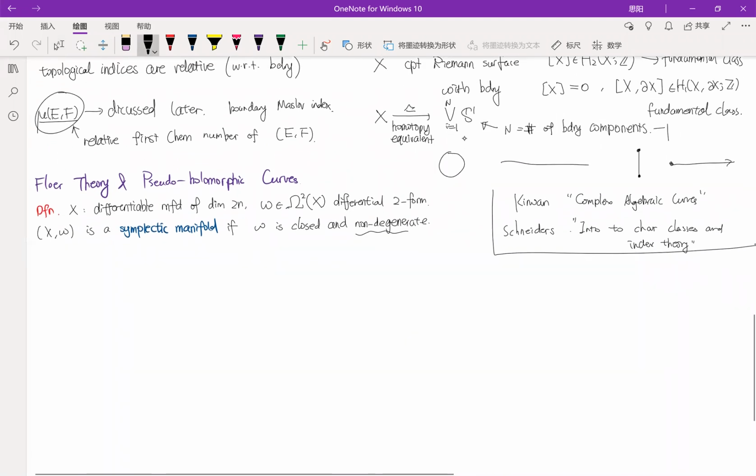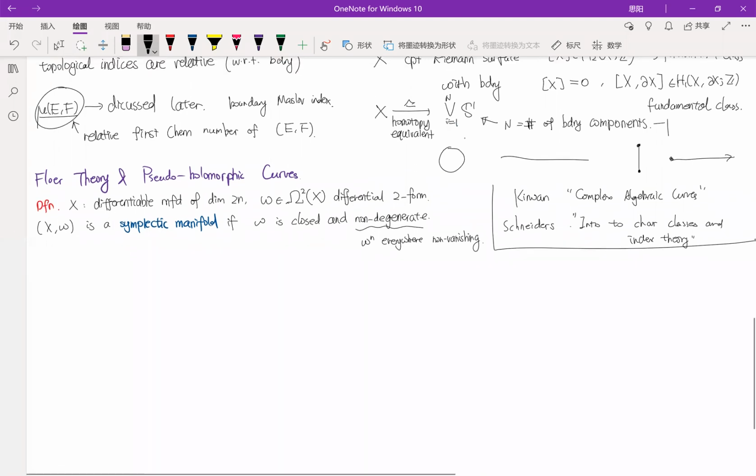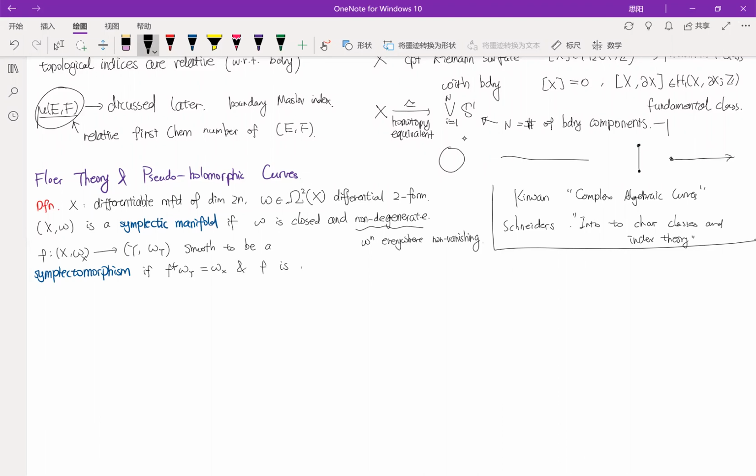Non-degenerate means that omega to the n is a volume form, that is, it is everywhere non-vanishing. So we say such a thing is a symplectic manifold, and we say a smooth map f between two symplectic manifolds is a symplectomorphism if f pulls back omega_Y to omega_X, and f is a diffeomorphism.